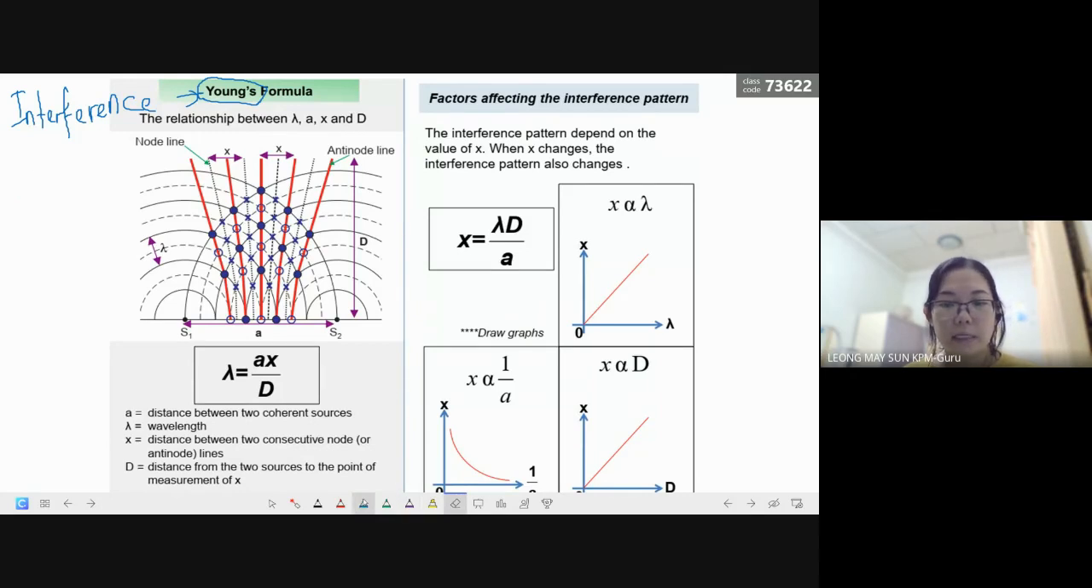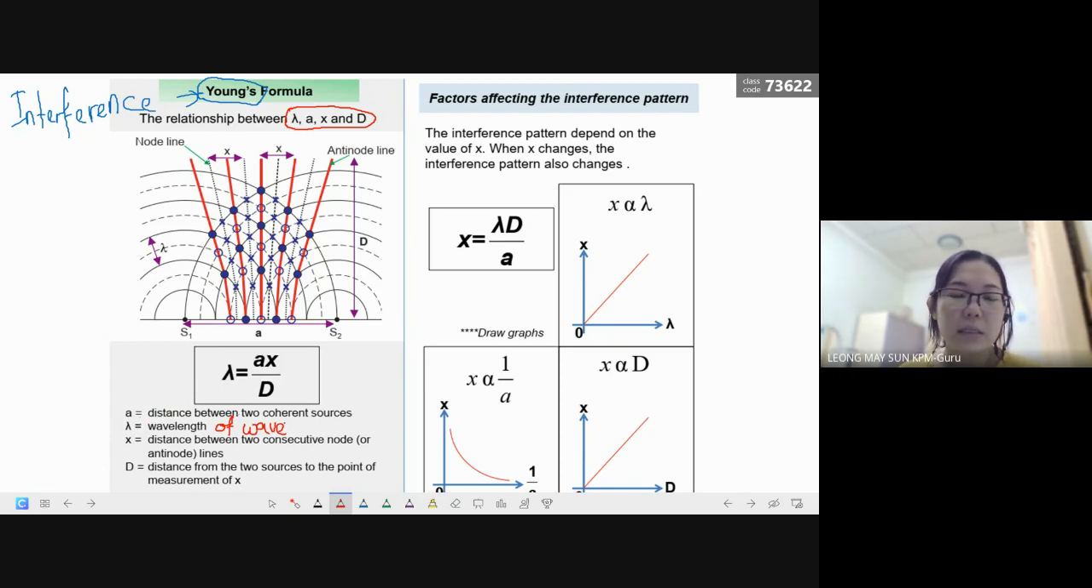Now, Young's double slit experiment, what do we have to take note? It gave us the relationship, the last formula for this chapter, that relates the wavelength, a, x, and D. So I'm going to explain to you what is a, x, and D. This is a general formula. The formula is lambda equals to ax over D. Over here, lambda is actually the wavelength of the wave, whether water wave, light wave, or sound wave.